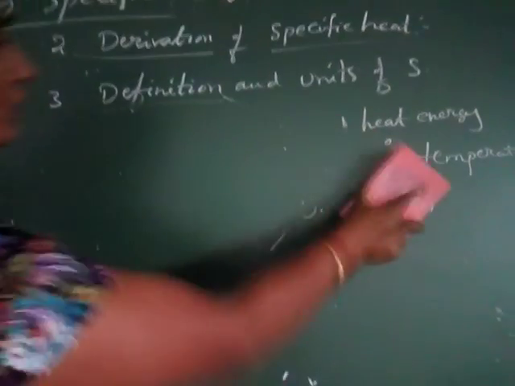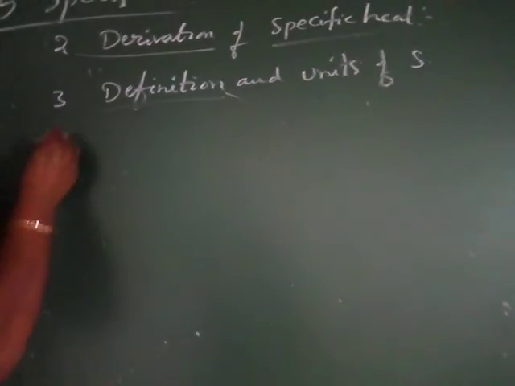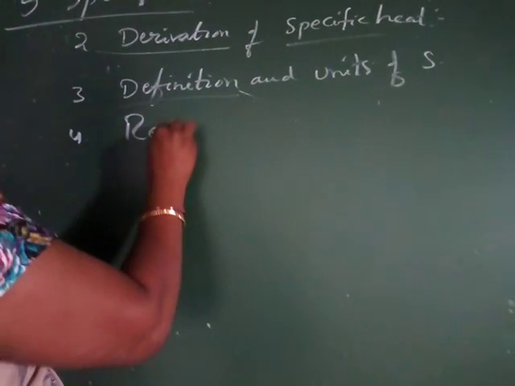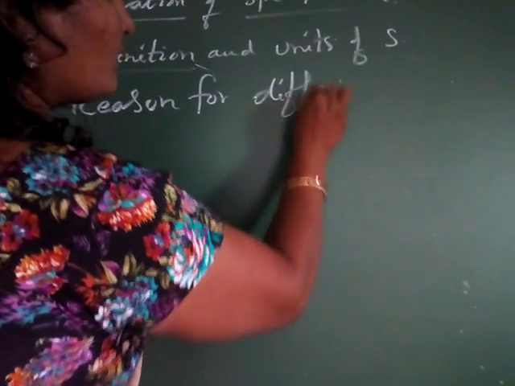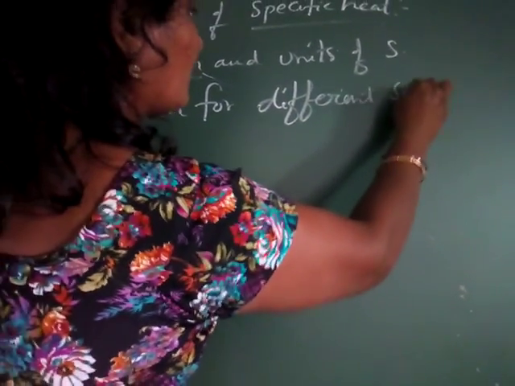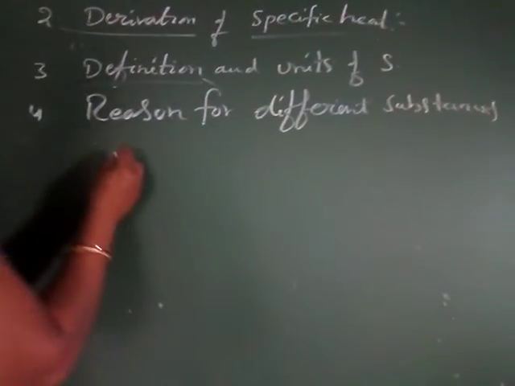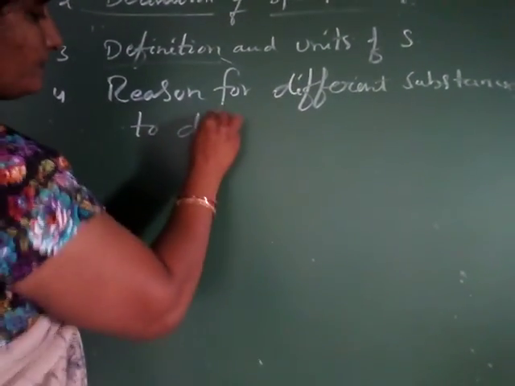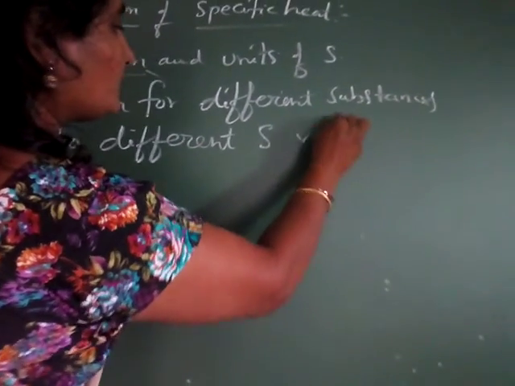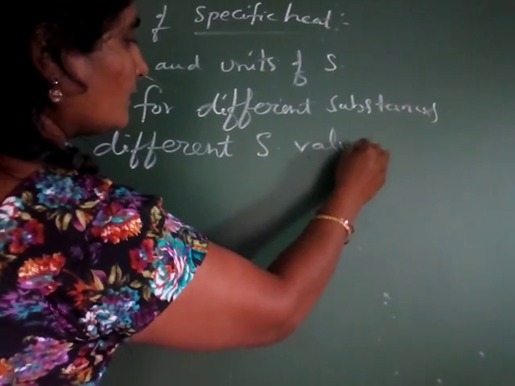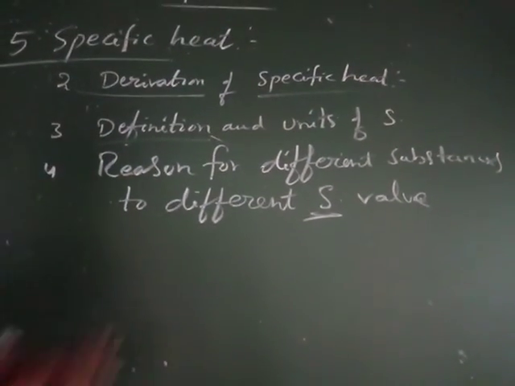Now you come to the fourth topic. What is the reason? The fourth topic is the reason for different substances having different specific heat values. Specific heat is denoted with S. Already I told you, no? Okay, what is the reason?